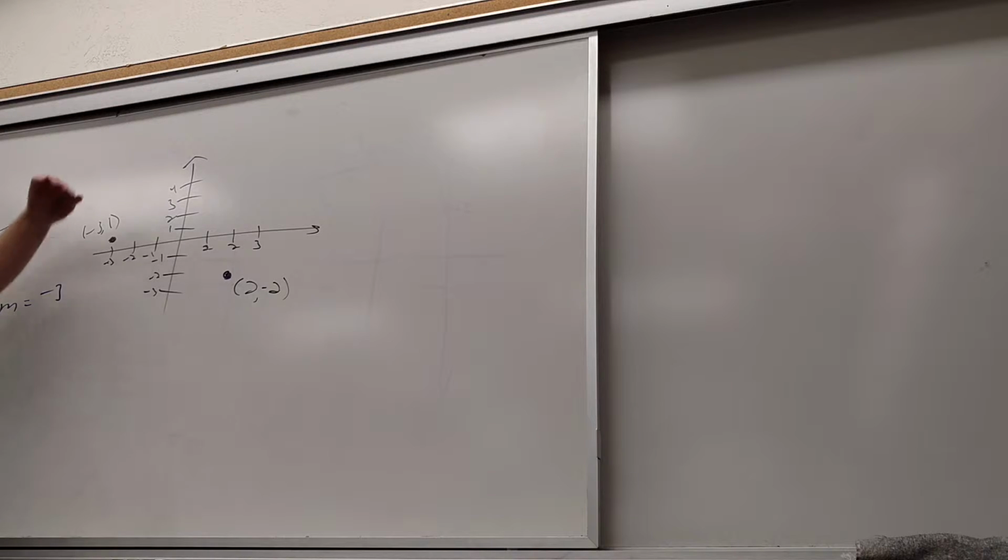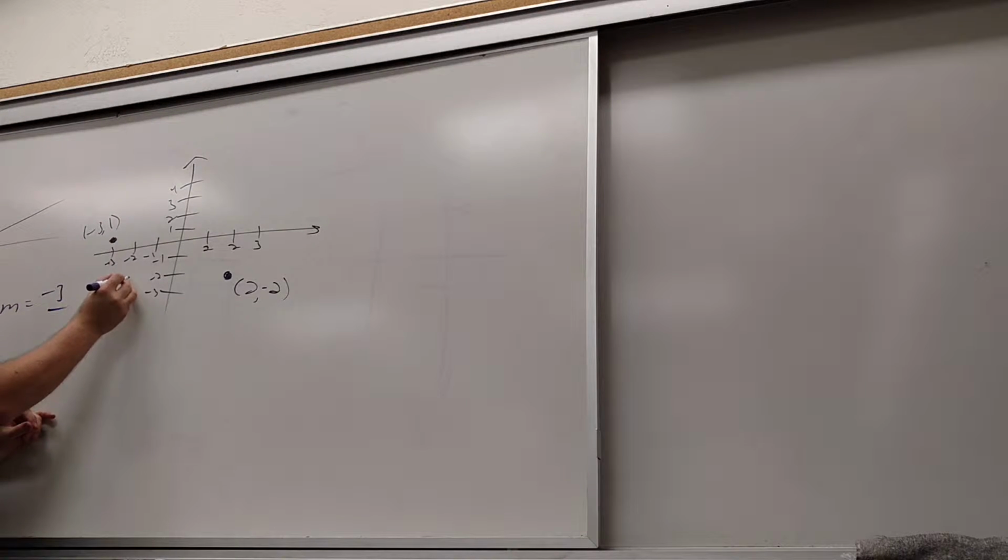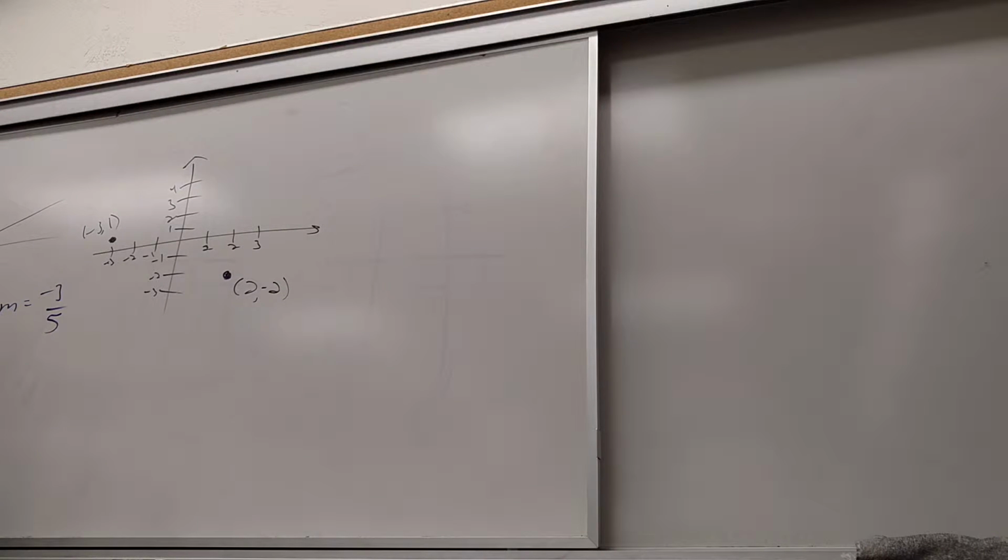Because the slope should be... is this good news for your company if this is your profit? No, this is bad news. It should be a negative slope, right? It's going down. So negative 3 over what? 5. Positive 5, right? Because I ran in the positive direction. So it's positive 5. So it's a negative 3 over 5 for the slope.